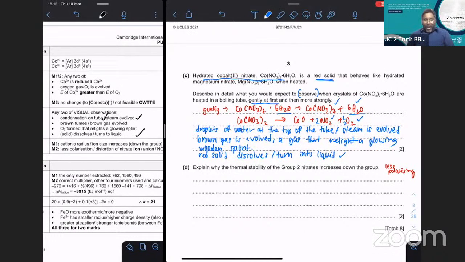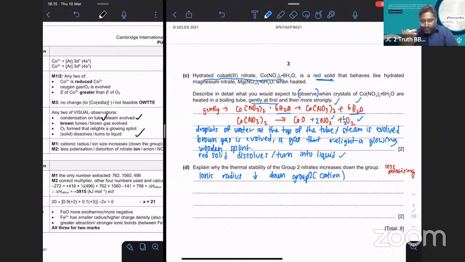Now explain why the thermal stability of group 2 nitrates increases down the group. We know that for both carbonates and nitrates, the thermal stability is going to increase down the group. Now this is because as you go down group 2, the ionic radius of the cation, the group 2 metal, increases down the group.